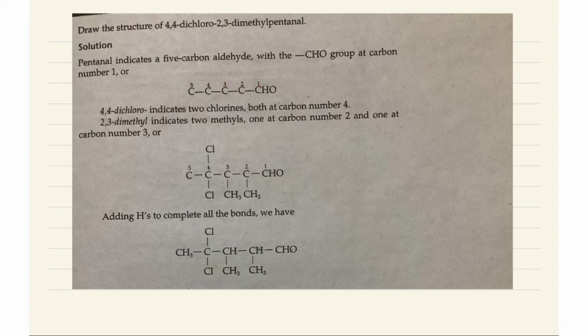Then next is we have here the 4,4-dichloro, which indicates the 2 chlorines in our structure. So both at carbon number 4. So dahil pareho silang nasa carbon number 4, ganito yung mangyayari. Magkabilaan lang. Then next is we have 2,3-dimethyl. So this 2,3-dimethyl indicates 2 methyls kasi we used di. And yung isa doon, 1 carbon atom at carbon number 2 kasi number 2 yung naka-indicate dyan. And then yung isa namang carbon atom is located in carbon number 3. So we have here 2 and 3. So adding H to complete all the bonds, so we have this one. So ganun lang siya kadali.